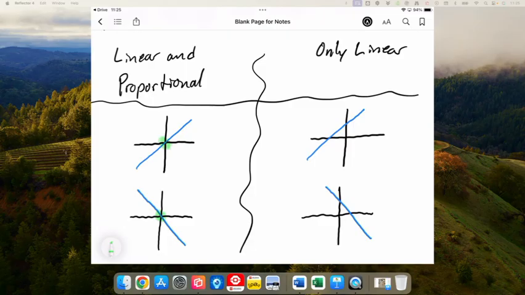On the right, these relationships are only linear because, as you can see, they are straight lines, but they do not pass through the origin. And so those lines would still be linear, but not proportional. Again, I will pause here and let you write things down if you need to, and I'm going to move on.